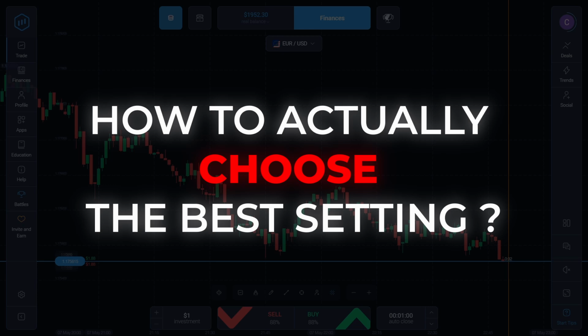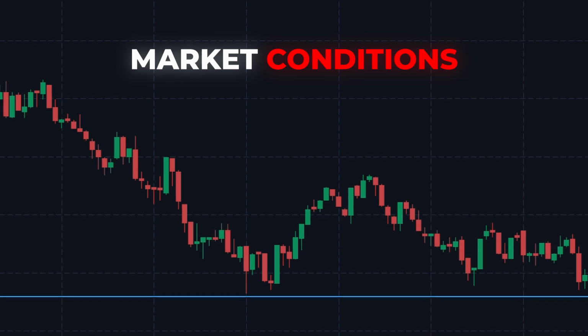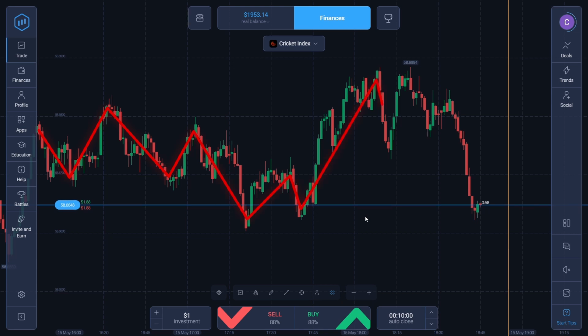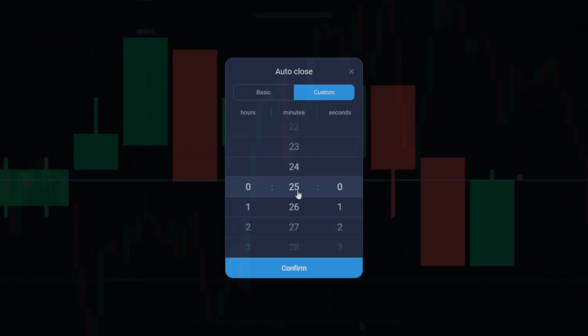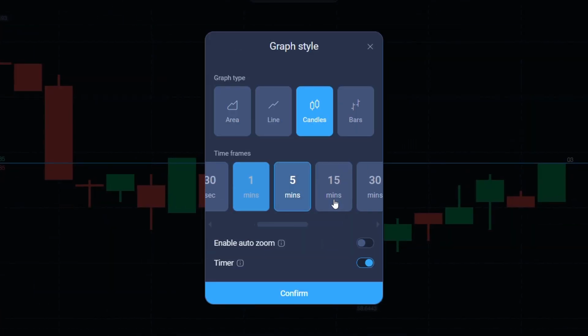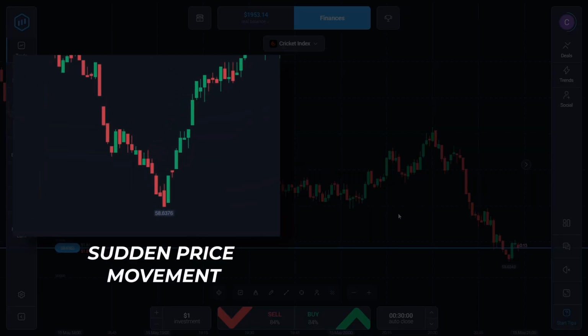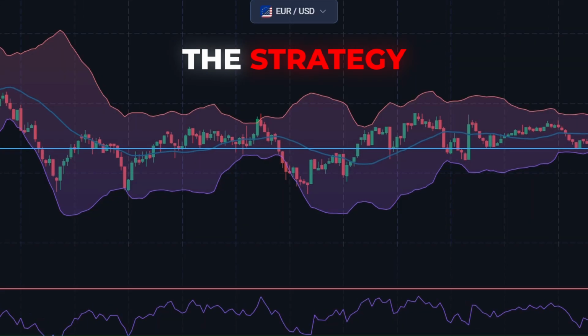But how do you actually choose the best settings? This depends on two main factors. The first is market conditions. Different markets behave differently. Some markets move smoothly with clear trends, while others are choppy and full of sudden movements. If a market is choppy and unpredictable, it's better to use longer trade durations along with longer timeframes. A longer duration helps you avoid being affected by sudden price spikes, while longer timeframes reduce noise and give you cleaner price action.